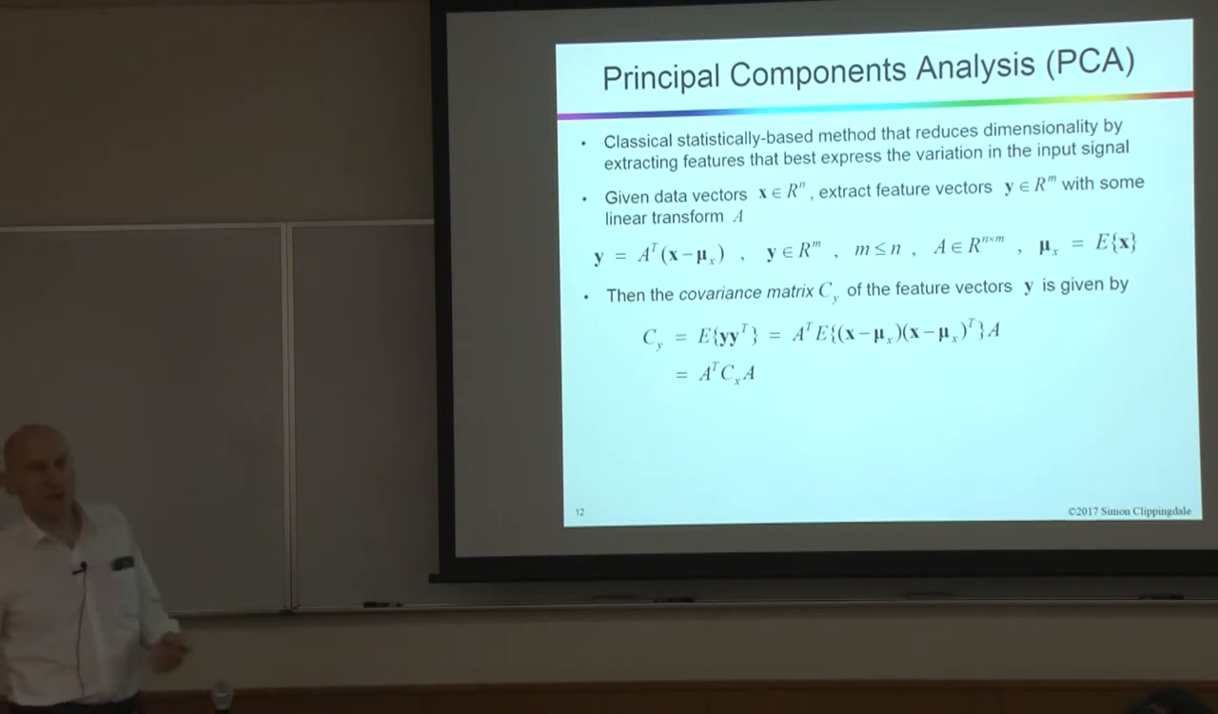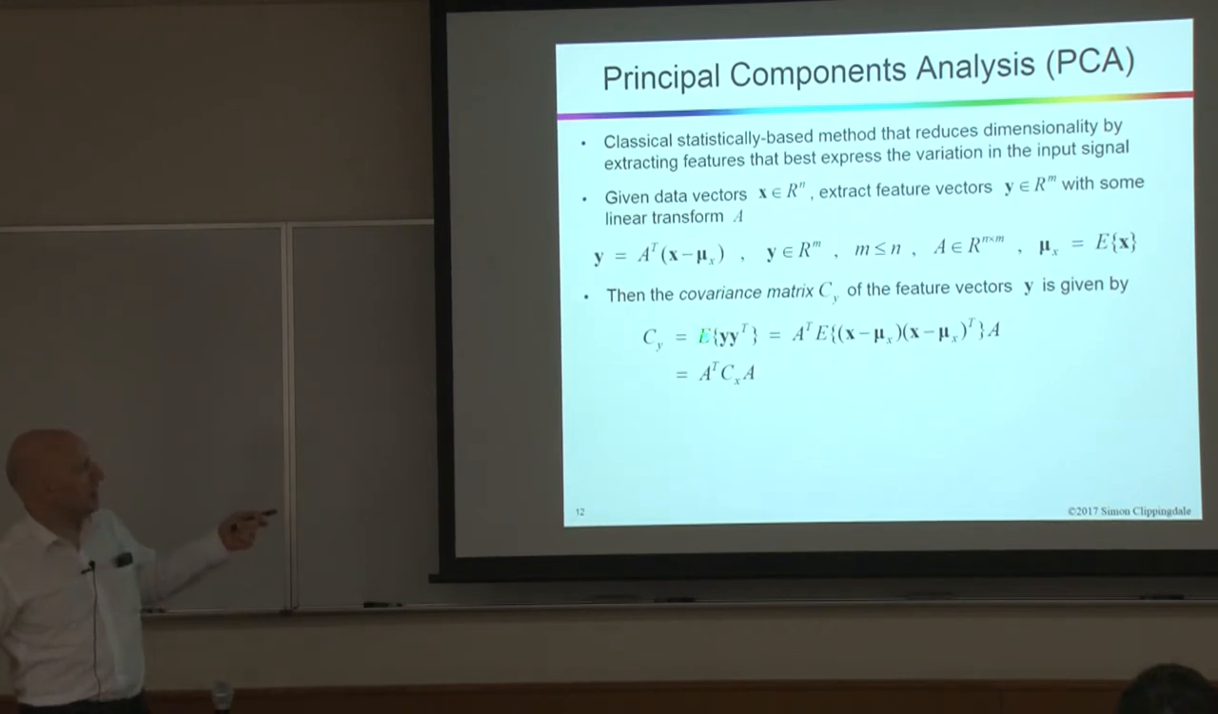So, well, what are the best features that you can extract? Given that your extraction method is linear, statistically you can show that the best thing you can do is a thing called principal components analysis, where the feature vectors Y extracted by this transformation matrix R, they have a covariance matrix CY, which I don't know if everyone's familiar with covariance matrices. What a covariance matrix does is it explains or it encapsulates how the various components or the different features of vector Y covary with each other throughout the data set.